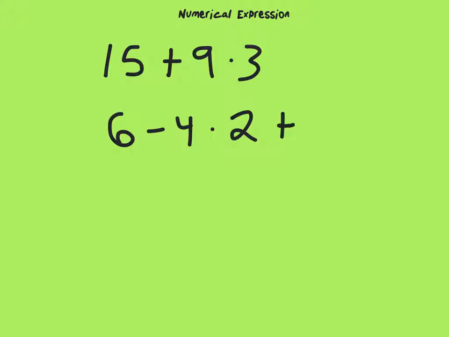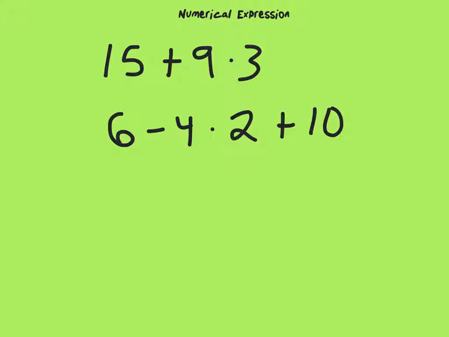You can see in your book they give you the example 15 plus 9 times 3. This is a numerical expression. How do you know? Because all we have is numbers, 15, 9, and 3. And all we have are operations here, the addition sign and the multiplication sign. So this is a numerical expression. There's no equal sign either. Here's another numerical expression. It could be 6 minus 4 times 2 plus, any number, 10. Is this a numerical expression? Well, sure it is. All you see are numbers, right here, and operation signs, minus, multiplication, and addition. So this is a numerical expression.